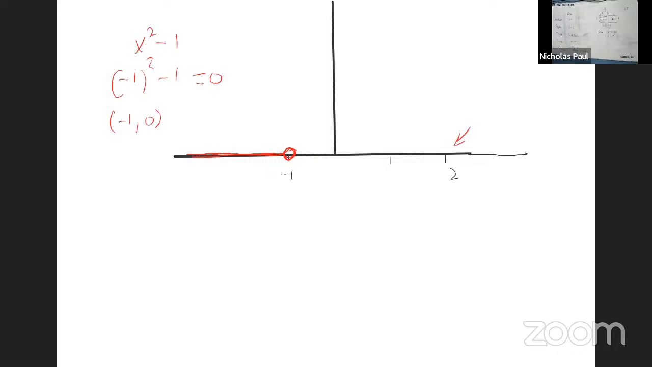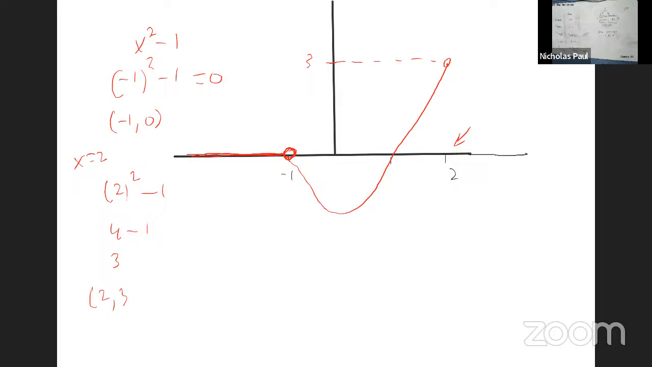Now I'm going to check when x is 2. So I'm going to put x is 2. 2 squared minus 1 is 4 minus 1 is 3. So I'm going to plot 2, 3. That's somewhere here. So my graph will look like this. Are you okay with that? Fair? So it's going higher up, right?